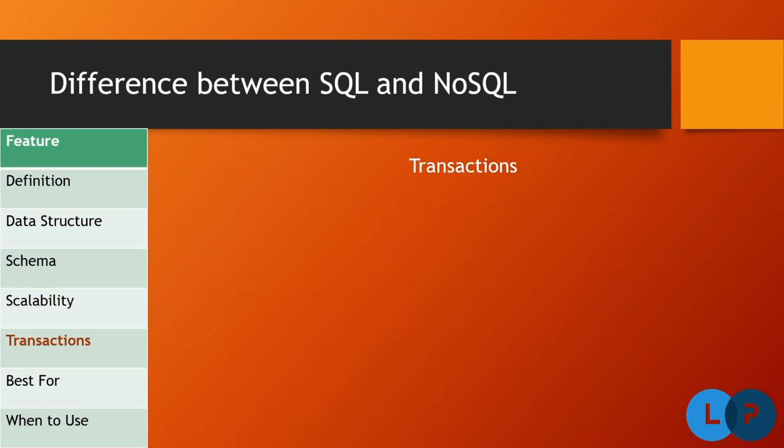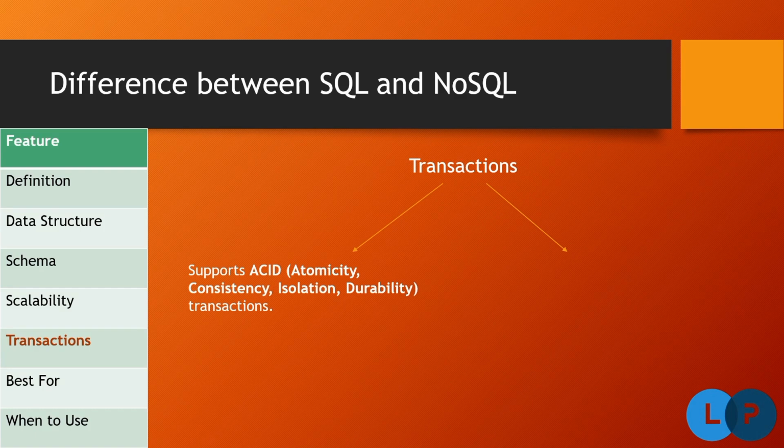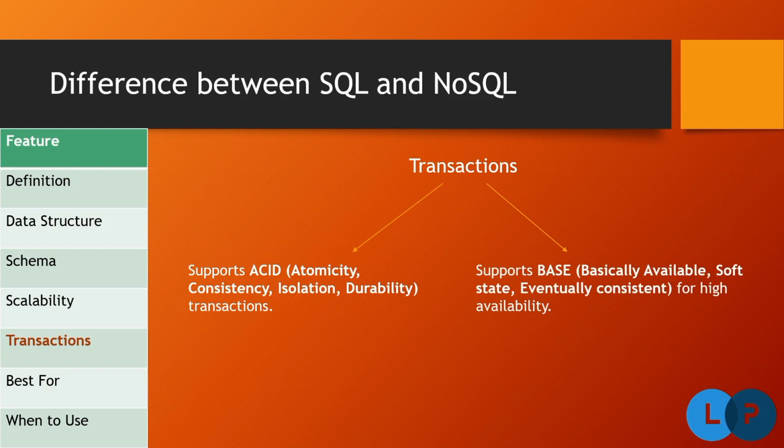Then transactions. SQL supports the ACID properties, meaning in the database ACID is atomicity, consistency, isolation, and durability. It is used for transactions. And NoSQL supports BASE: basically available, soft state, eventually consistent, for higher availability.